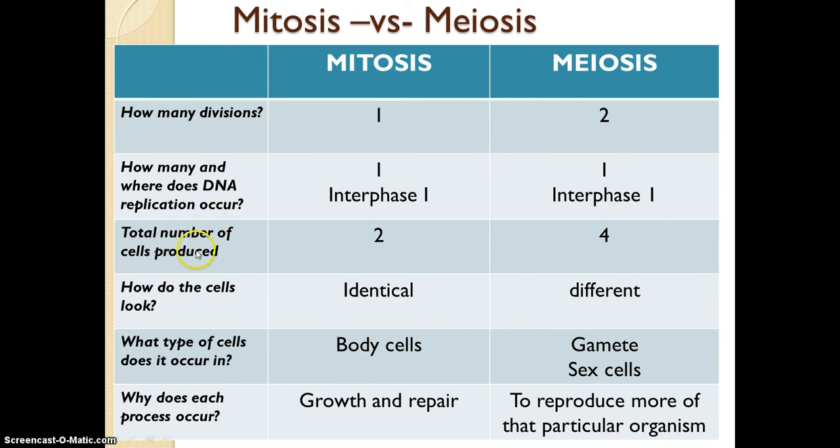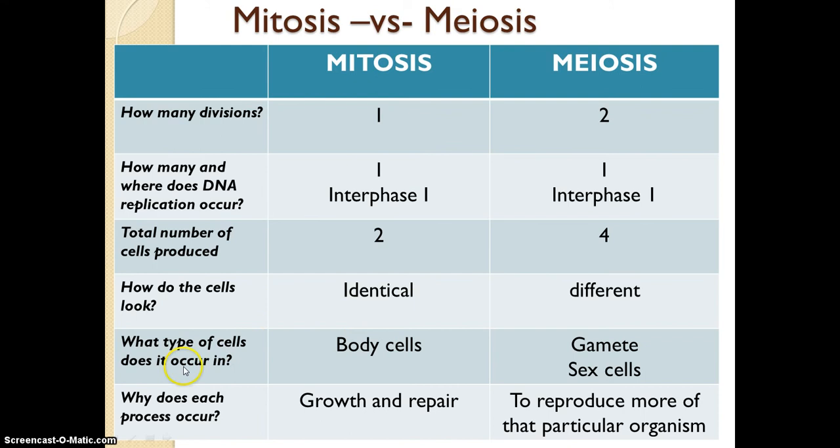Total number of cells produced. Mitosis will only produce 2. Meiosis makes 4. How do the cells look? In mitosis, they are all exactly identical. But in meiosis, they are different.